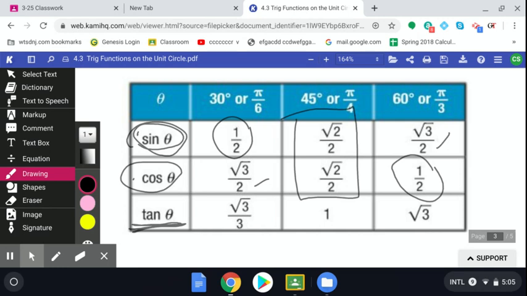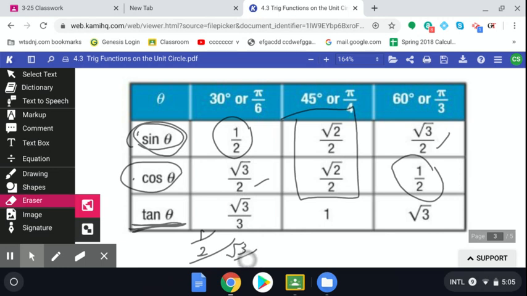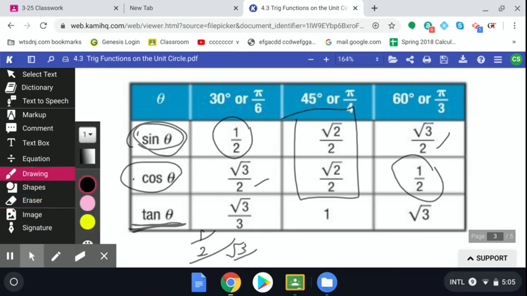And then to find tangent, you can just do y/x. So 1/2 over radical 3/2. Because tangent is sine over cosine, or y/x. So 1/2 over square root of 3/2 gives you 1 over square root of 3, which is radical 3/3.